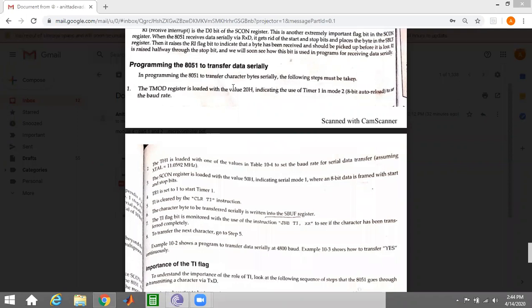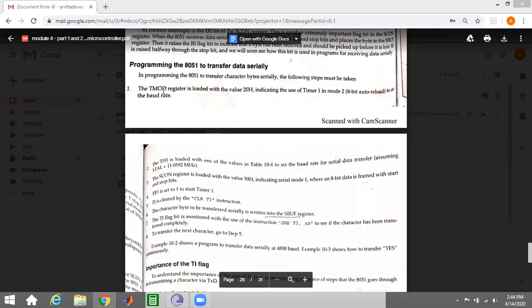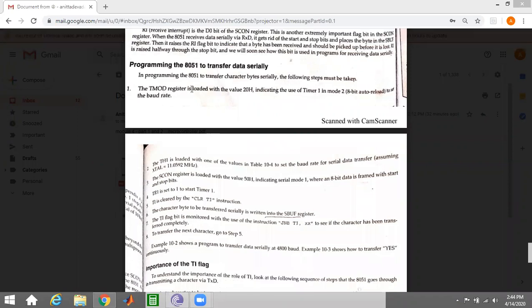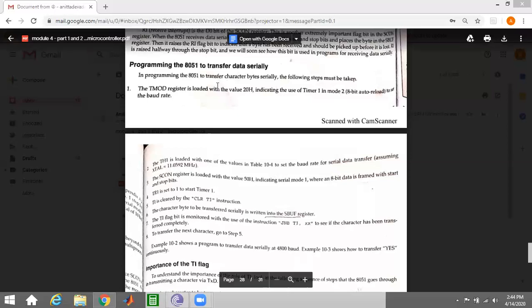The T-mode register is loaded with value 20. We have to first load the T-mode register. We studied T-mode yesterday, right? It is loaded with a value 20, indicating the use of timer 1 in mode 2. You remember what T-mode is? How many bit register?